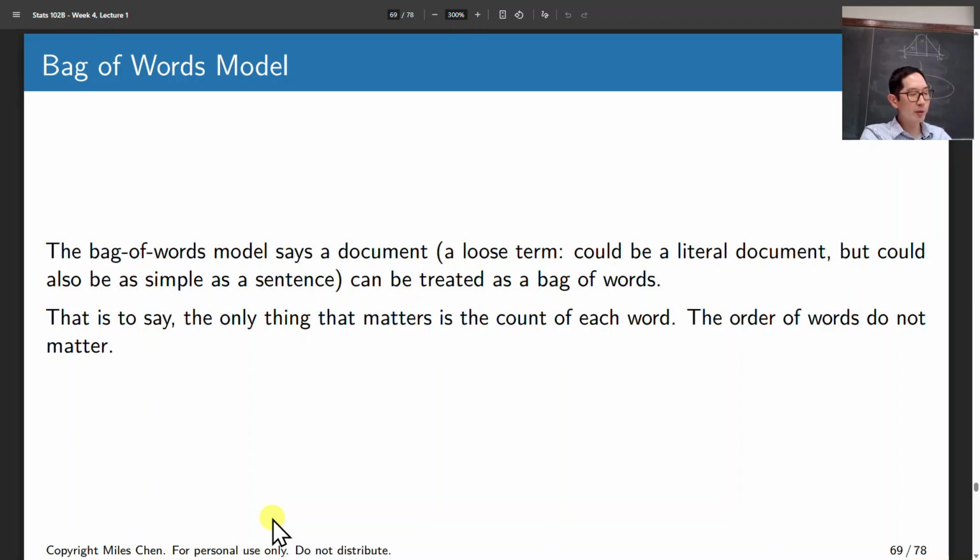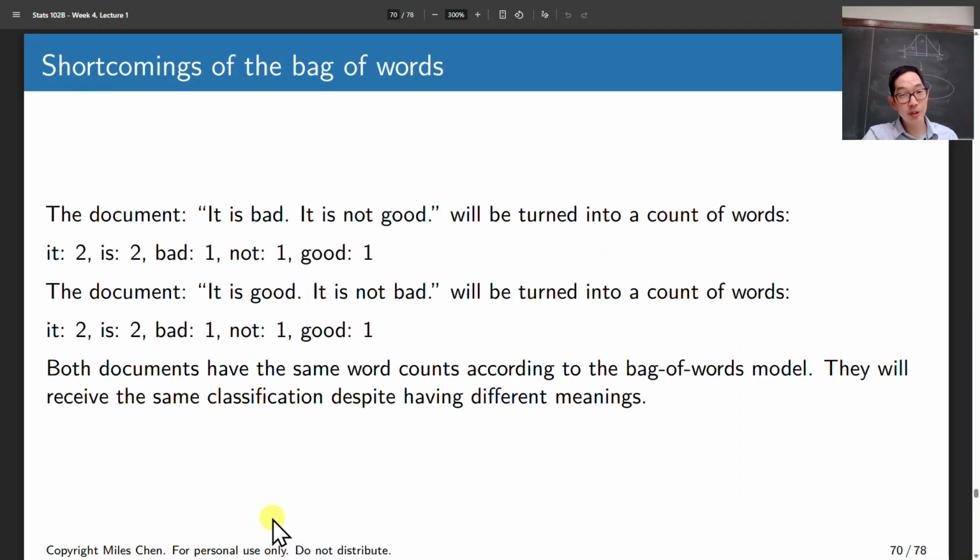In the bag of words model, you lose information about the order of the words. Okay, just the counts, which has serious limitations because the order of words is important, right? A document is basically just, it could be as simple as a sentence, it could be an entire article. Okay, just a collection of words.